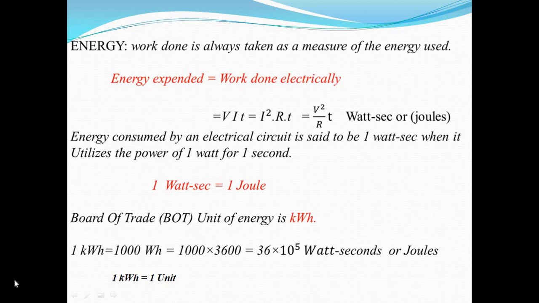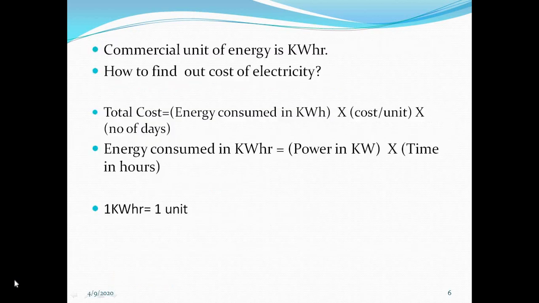This 1 kilowatt hour is equal to 1 unit. So the commercial unit of energy is kilowatt hour. So how to find the cost of electricity? For that, first find the energy consumed in kilowatt hour. Energy consumed in kilowatt hour is equal to power in kilowatt into time in hours. Then the total cost is equal to energy consumed in kilowatt hour into cost per unit into number of days. By using this formula, we can easily find the electricity bill.